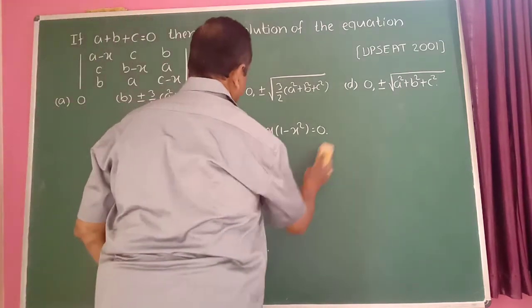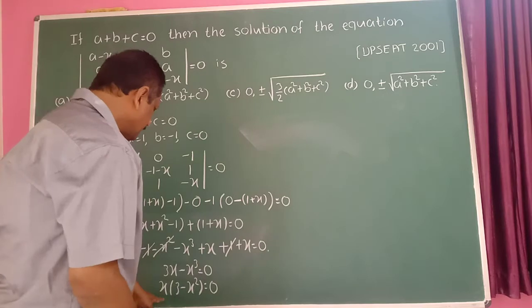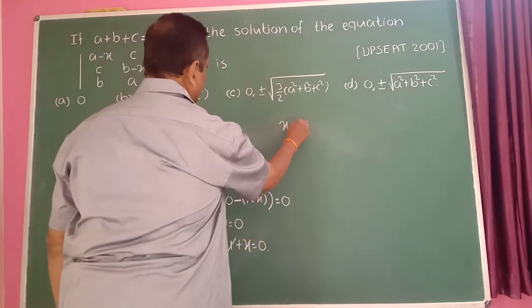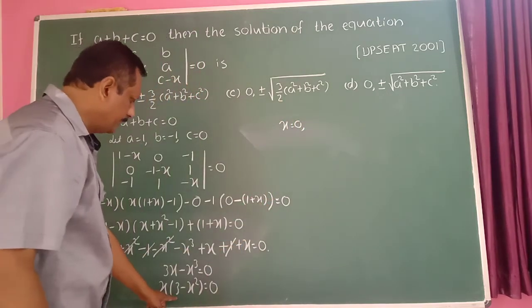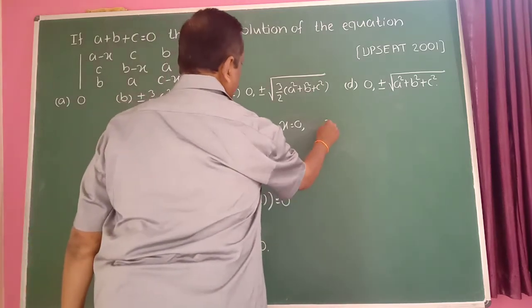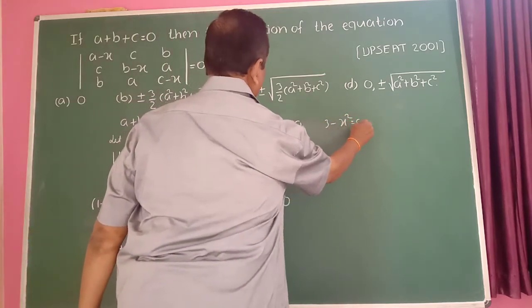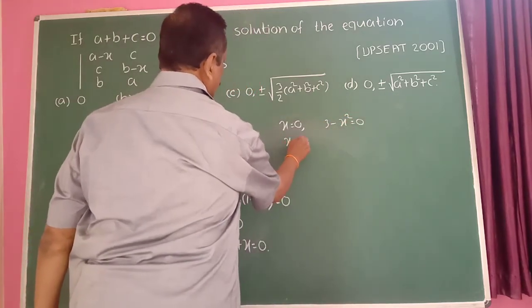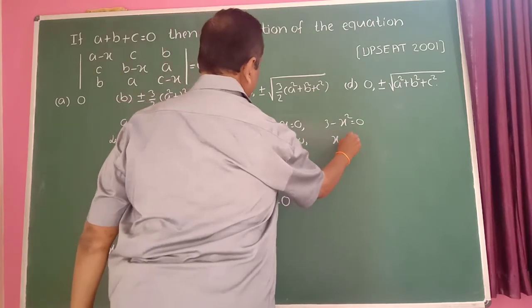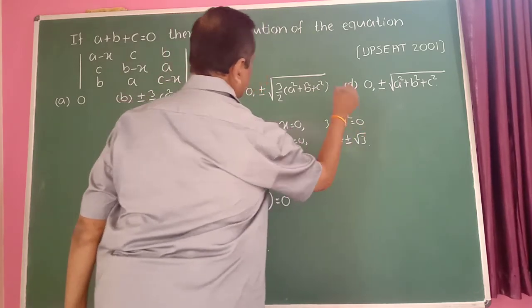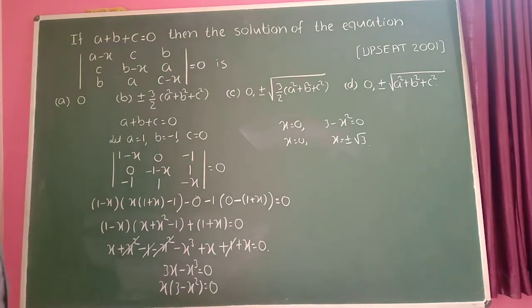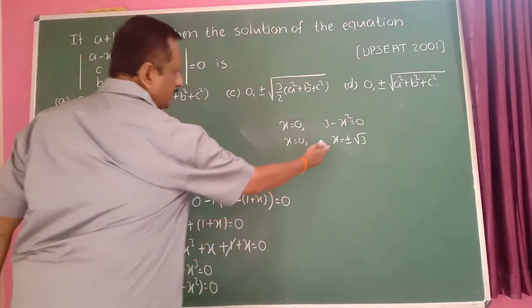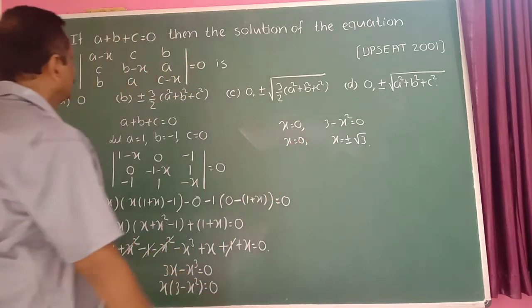Hence in this case x is equal to 0, and 3 minus x squared equal to 0. Hence x equal to 0 and x is equal to plus or minus root 3. So just observe here, in the first option only 0 is there. But here x equal to plus or minus 3.